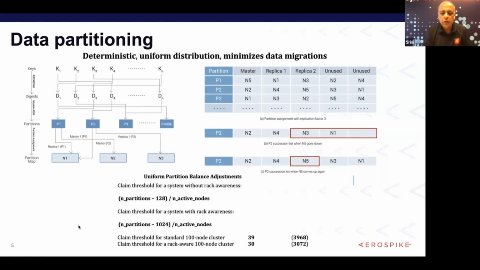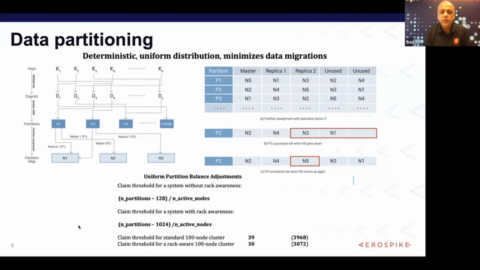On the right side of this picture, you see a table on the top which maps the 4096 partitions to nodes in a 5-node cluster. If the cluster has 2 copies, the first 2 columns are relevant.